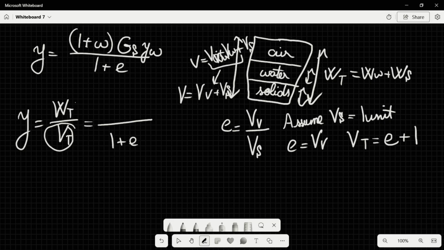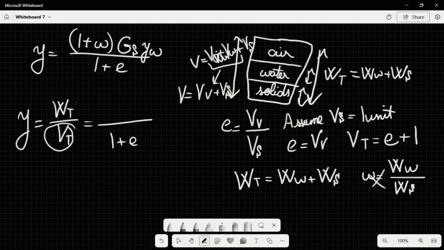Now the total weight is of course equal to the weight of water plus the weight of solids. Omega is equal to the weight of water over the weight of solids. So the weight of water is equal to omega times the weight of solids, by cross multiplication.